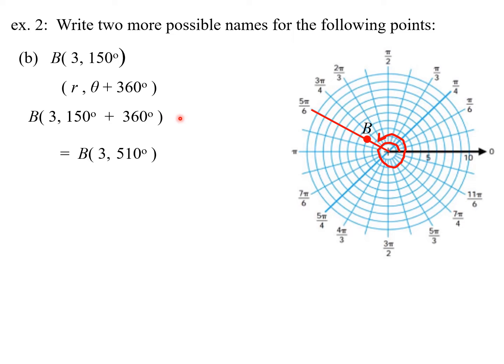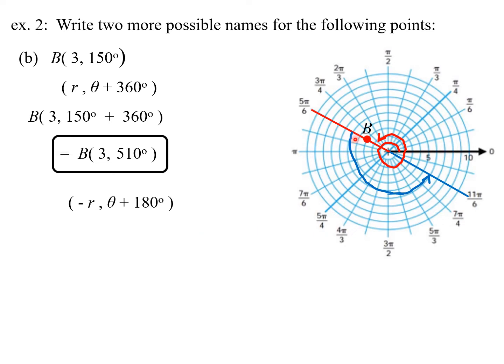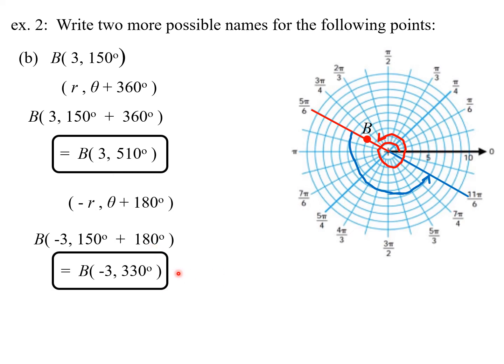And that results in the name for this point of B, 510 degrees. Okay, and once again, we could continue to generate more names by just adding 360 degrees to this. But we're going to go a slightly different way. Instead, I'm going to take a negative radius once again, but only add 180 degrees to it. So we're going to add 180 degrees to get this direction right here. The radius is negative now, and then adding 150 and 180 gets us to negative 330 degrees. And that's another name for the point as well.